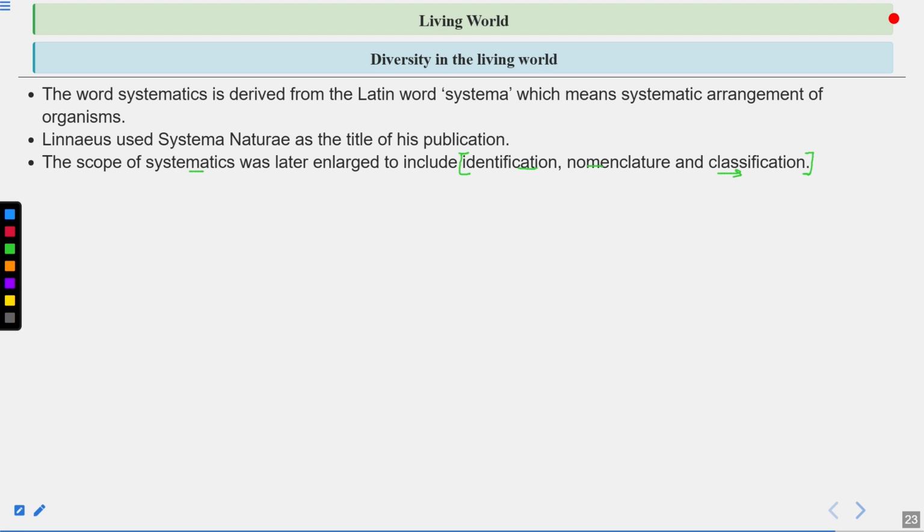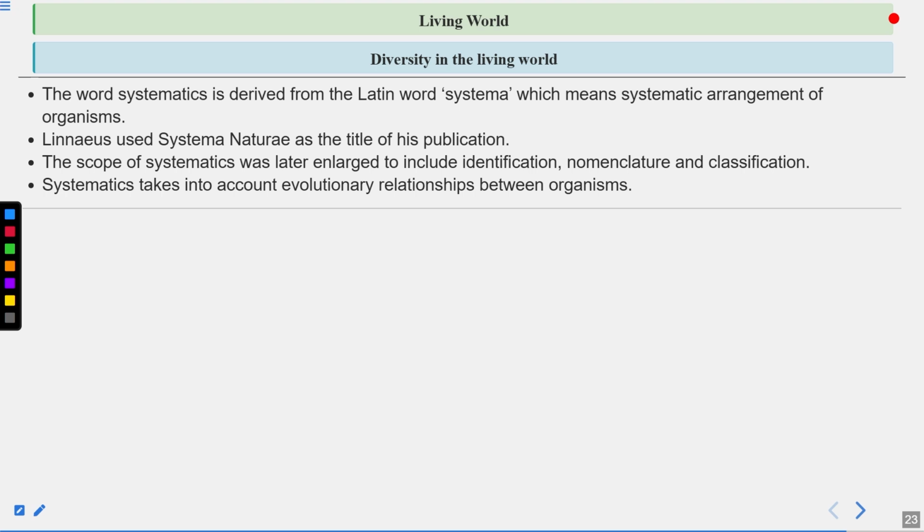So what is the difference between taxonomy and systematics? Taxonomy also includes identification, nomenclature, and classification. So what is the difference between taxonomy and systematics? The difference is that systematics includes the phylogenetic relationship also. Systematics takes into account the evolutionary relationship between the organisms. So this is how systematics is different from taxonomy. You should note there is a slight difference between systematics and taxonomy. Whenever we are talking about evolutionary relationship, we are talking about systematics.